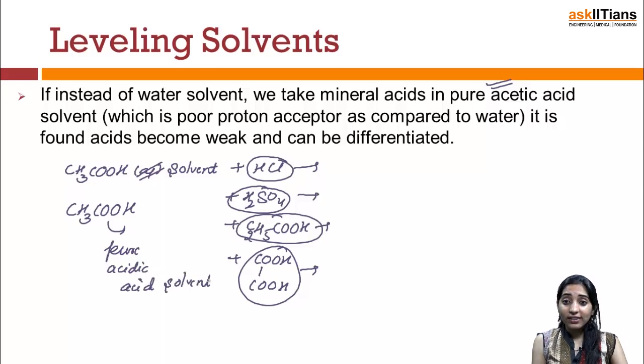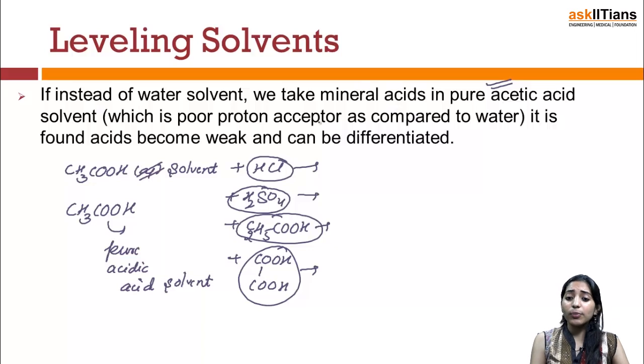Now if I am considering pure acetic acid as a solvent, this acetic acid is a poor proton acceptor as compared to water, and it does not have a very high dielectric constant either. So it will not, with 100% efficiency, be able to dissociate the given acids. HCl will be dissociated to some extent, and ethanoic acid or oxalic acid will be dissociated to some different extent.